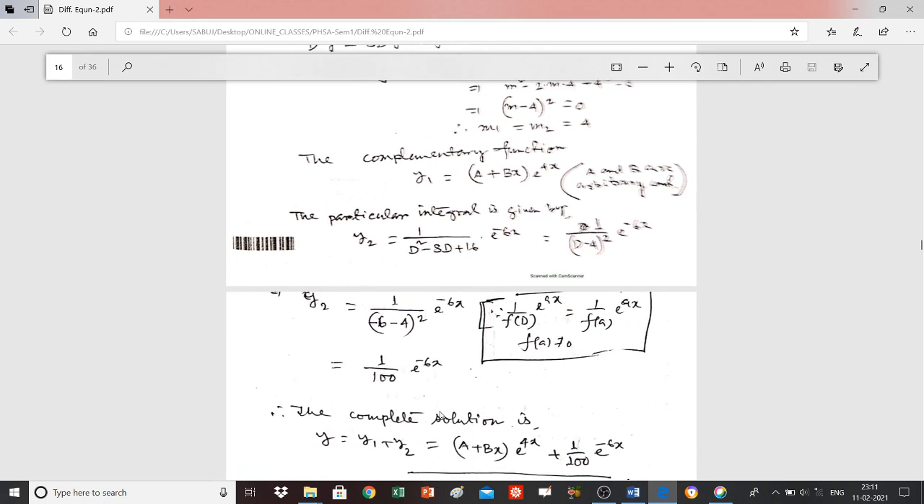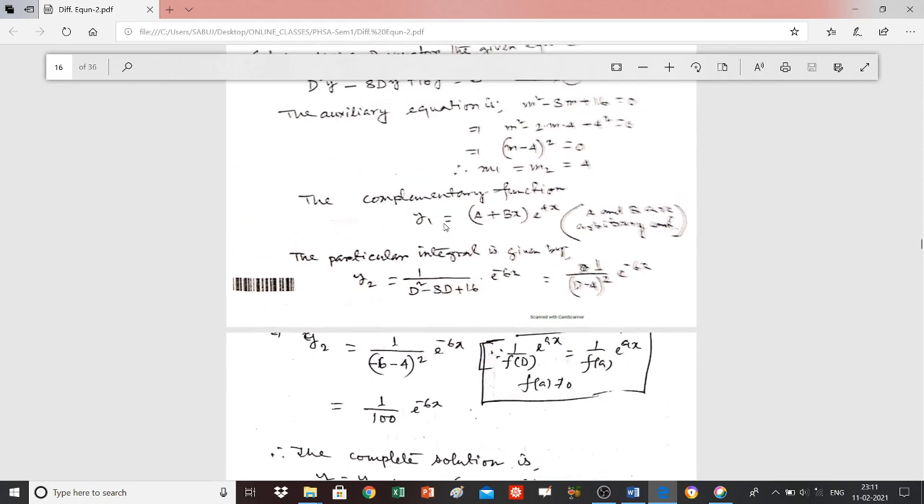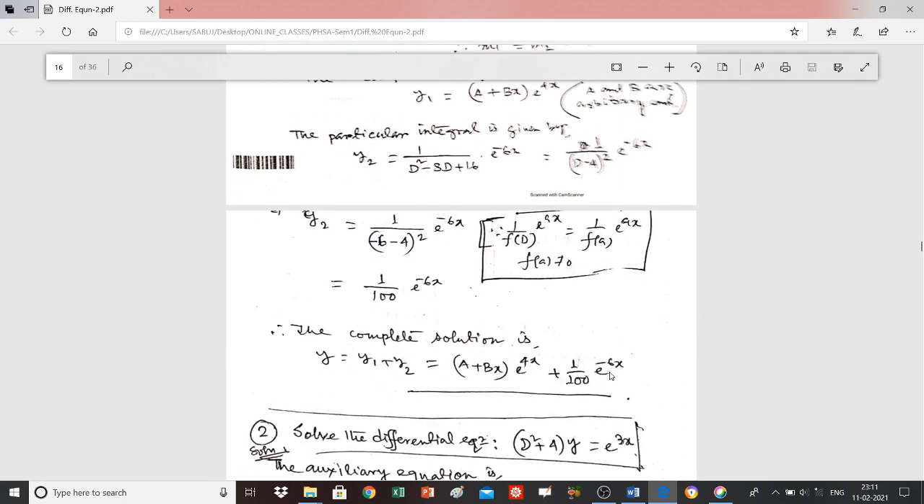So the complete solution is the sum of the complementary function and the particular integral. That means (a plus bx) e to the 4x, plus 1 by 100 e to the minus 6x.